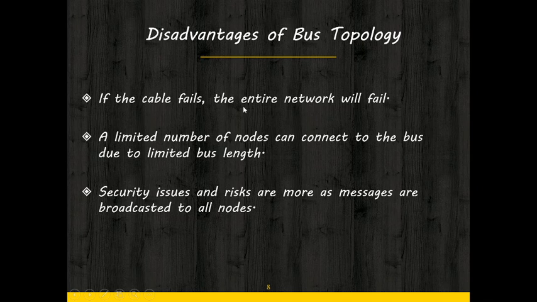Here, if the cable fails, the entire network will fail. So dependency on the central cable, that is the backbone cable, is the first disadvantage of bus topology, because if the cable encounters some problem or if it fails, then the whole network will break down. And a limited number of nodes can connect to the bus due to limited bus length. There are also some security issues and risk, because the data that is sent by the sender will be received by all the nodes, even if those nodes are not the recipient.